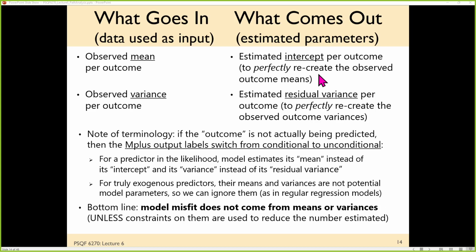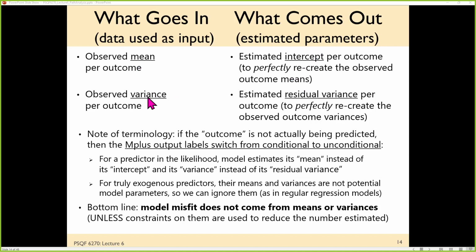Like in a standard linear model, the intercept is when all the predictors are 0. When all the predictors are 0, it's a conditional mean. The mean is just the mean, like the marginal mean. So as long as each outcome gets an intercept estimated, that intercept will recreate, in linear combination with the predictors, the actual mean of the data.